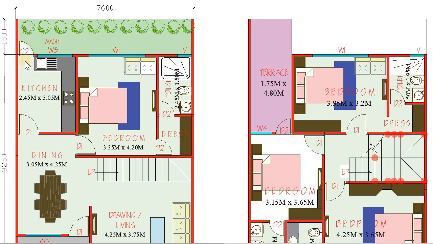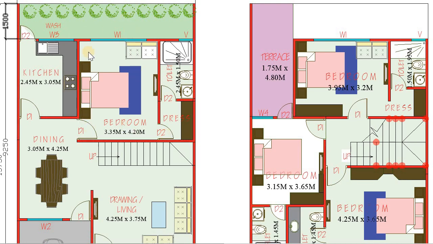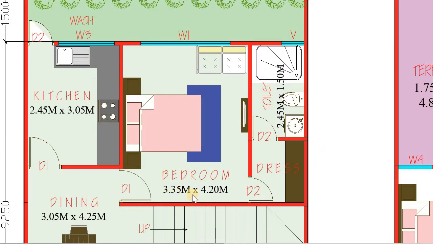This kitchen has a door which walks us through to the wash area, and this wash area can also be used for the kitchen garden and for a garden for leisure. The ground floor has also been designed with a master bedroom which consists of 3 spaces, that is the bedroom, toilet and the dress. The size of the bedroom is 3.35 meters by 4.2 meters, whereas the size of the toilet is around 1.5 meters by 2.45 meters.